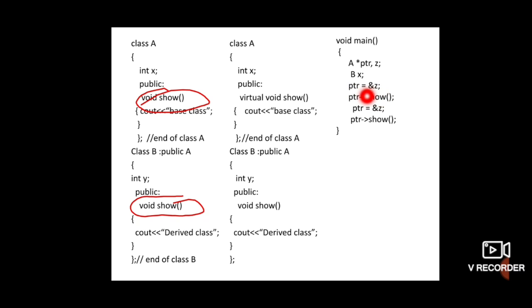Now see, next, PTR is equal to &Z. What do you mean by this &? & means address, or memory address. So what is the meaning of this statement? Pointer PTR is equal to &Z, where Z is an object of which class? A. Whatever is declared in the base class, that address is assigned to PTR, and then PTR, see, arrow and show function. The show function is invoked here.